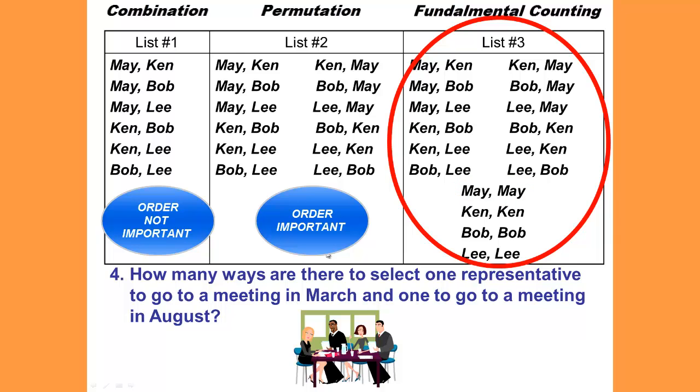Since that's the only place where I can have repetitions, I don't even need to ask whether order is important, because I know that I have the fundamental counting principle, which is 4 times 4, 4 ways to select the first person and 4 ways to select the second person, which would give me 16 total ways.